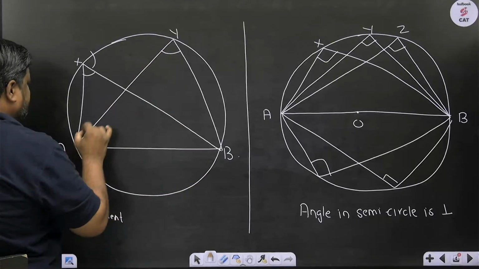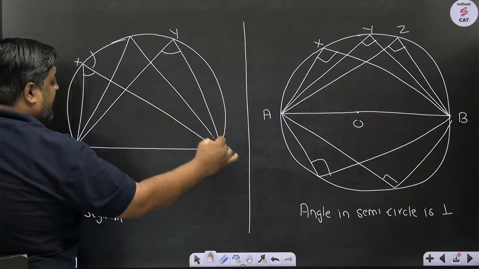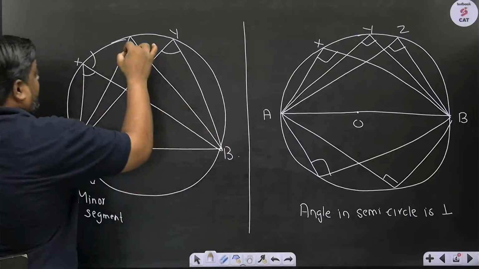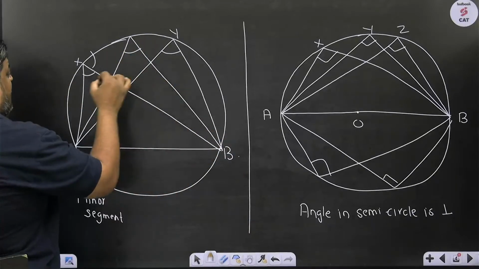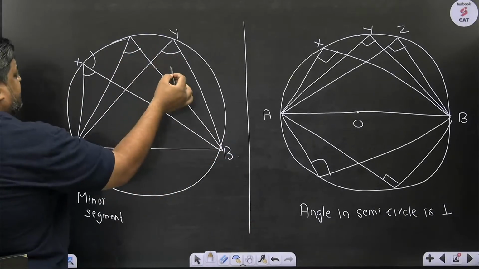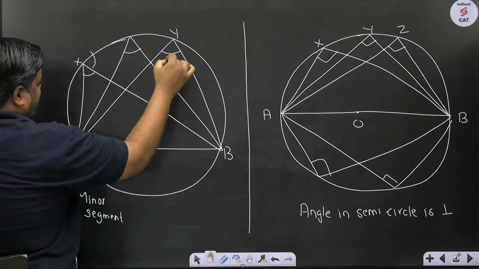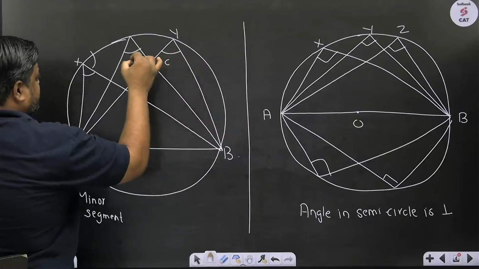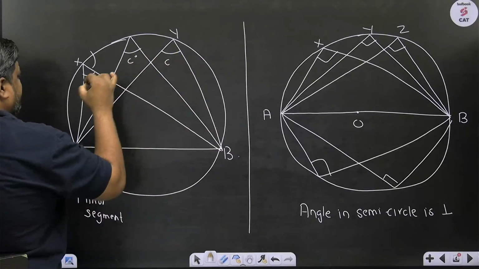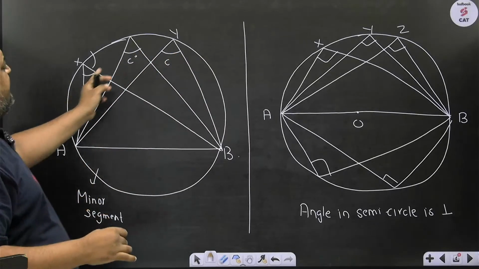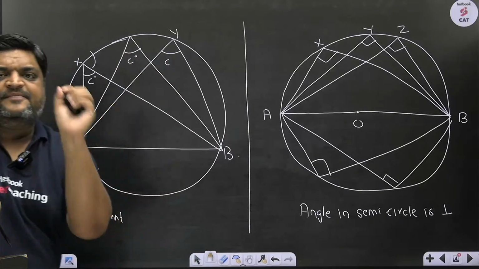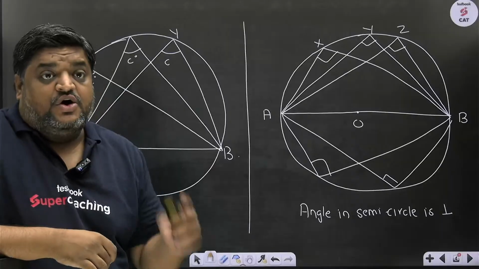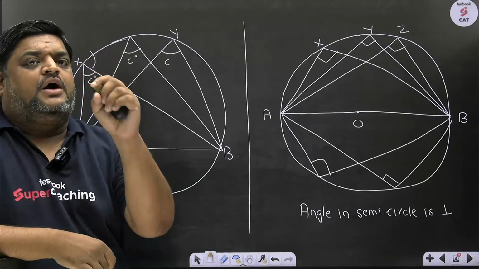इस segment में जितने भी angle होंगे ना, all of them are equal. They are not equal to 90 degree. All of them are equal in themselves. अगर ये C degrees है, this would be C degrees, this would be C degrees. Angle in the same segment are equal if drawn from the end points of the same chord.